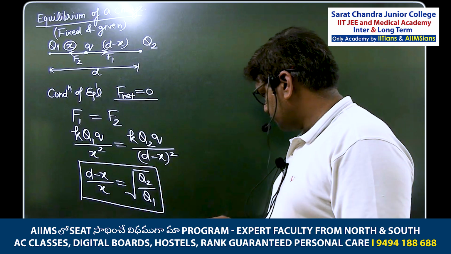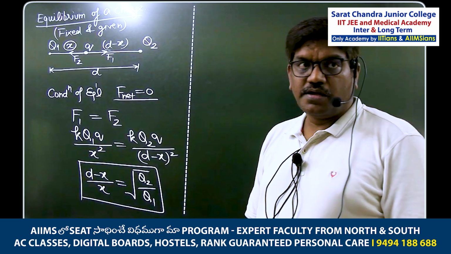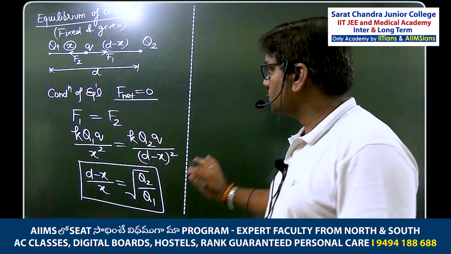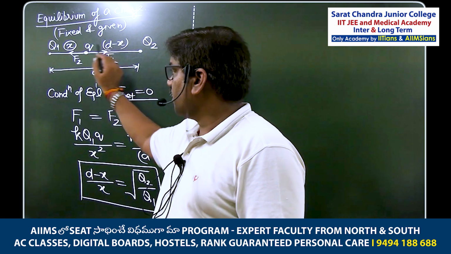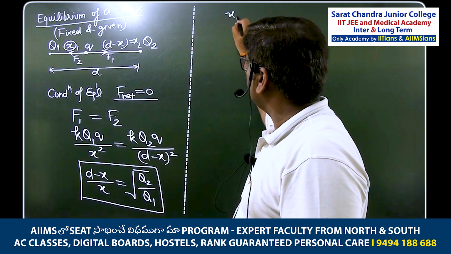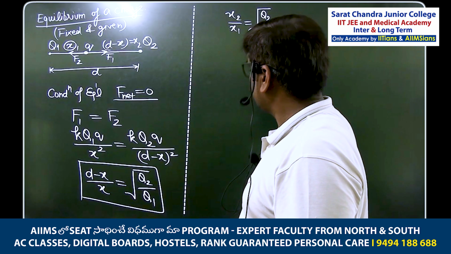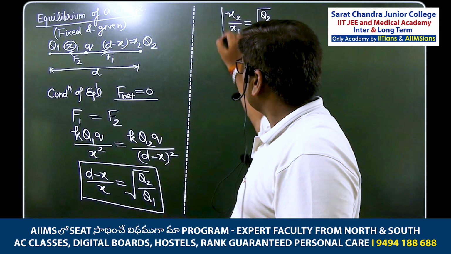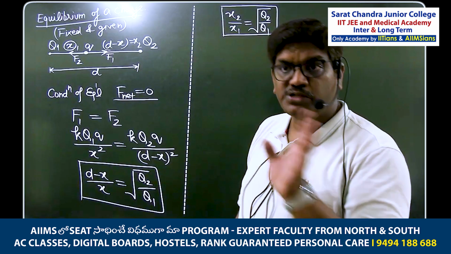Okay. But instead of remembering this, if I name them as x1 and this value as x2, then can I write down x2 by x1 is equal to under root of q1 by q2? This is much easier for me. If you know in mathematics how to use the ratios, it will be much easier.